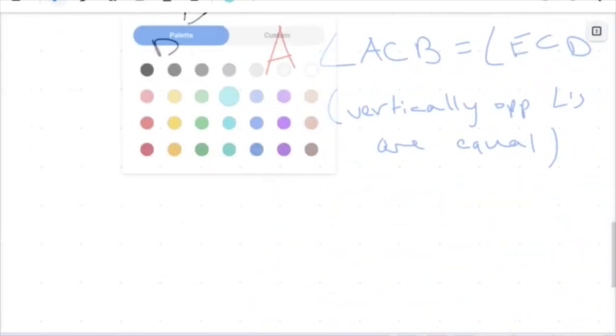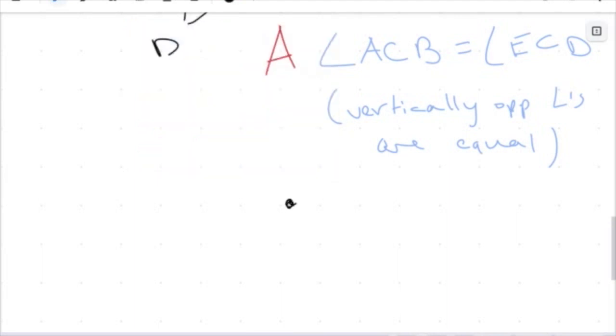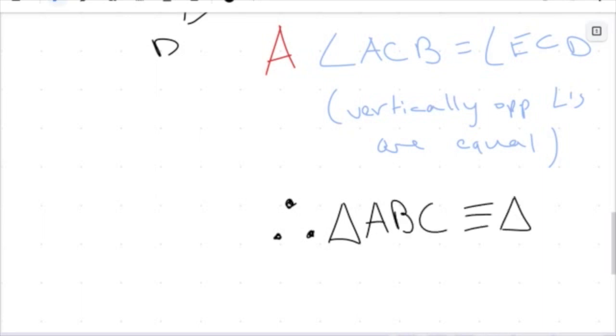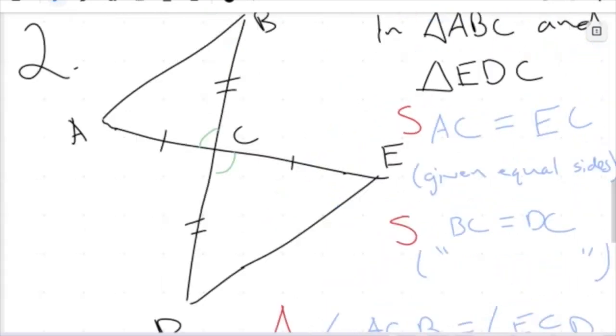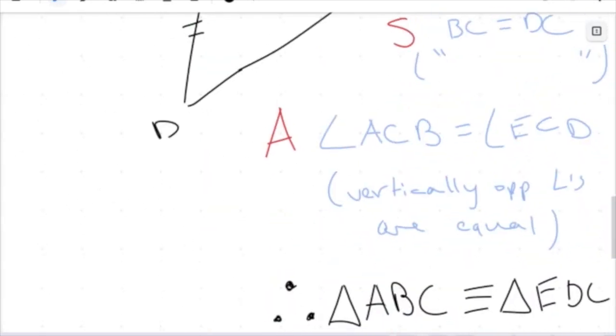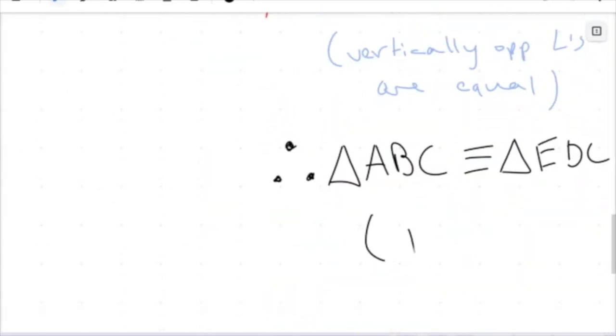So I'm going to make my concluding statement now. I have my intro, I have my body. Now I just want to write my conclusion. So I want to say, therefore, triangle ABC is congruent to triangle EDC. Is that the same way I wrote it up here? Yep. And I want to give my reason. This is by side, angle, side.